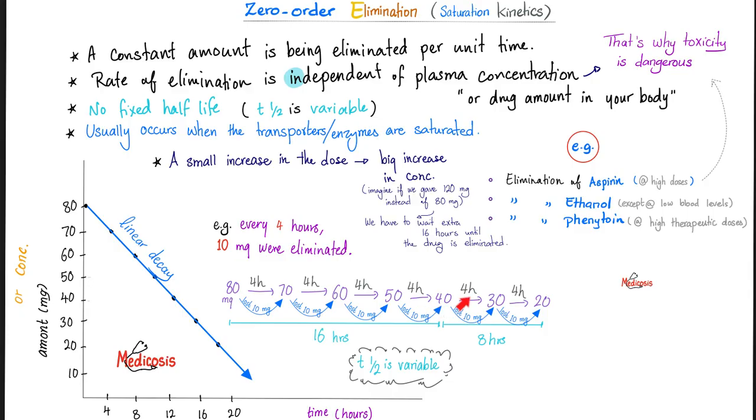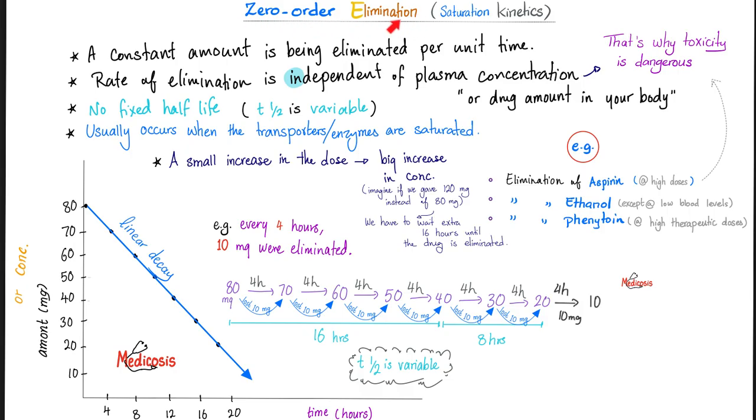But then, look at the second half-life. In order for you to go from 40 to 20, how long did I have to wait? Only 8 hours. Let's continue. Here are 20 milligrams. And then, how long did I have to wait for them to become half? I had to wait 4 hours. So the half-life was 16 hours, and then 8 hours, and then 4 hours. So the half-life is not fixed. The half-life is variable in zero-order elimination kinetics.